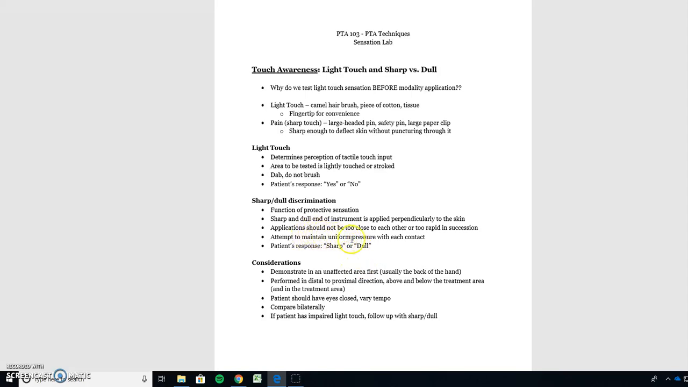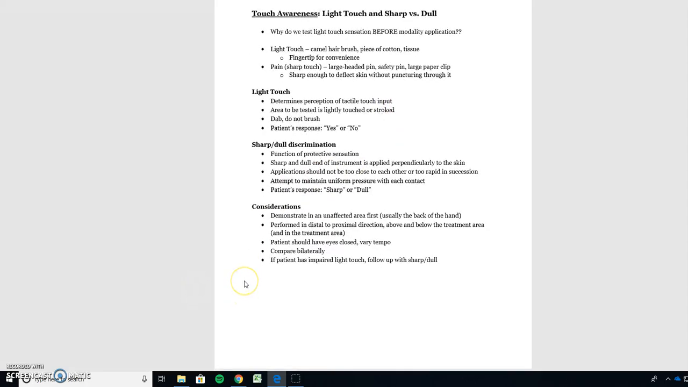And I definitely recommend using a uniform pressure each time you're applying your pressure, because if you push harder with the dull side and lighter with the sharp side, it's going to give them challenging input. They're not going to be able to process that. So we will actually go through and demonstrate this in lab. There is a video available on Blackboard.